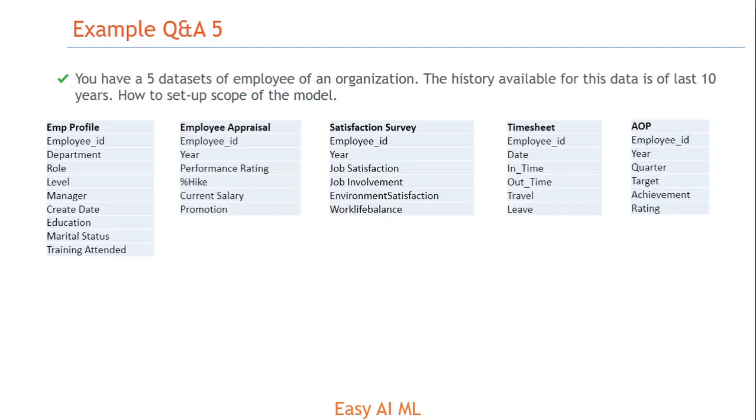Now let us understand this with an example question and answer. You have 5 data sets of employees of an organization. The history available for this data is for the last 10 years. How do you set up the scope of this model? Now the problem statement of the model is an employee attrition model. The company wants to know which employees are showing early symptoms of attrition, so that they can take some action to retain their employees.